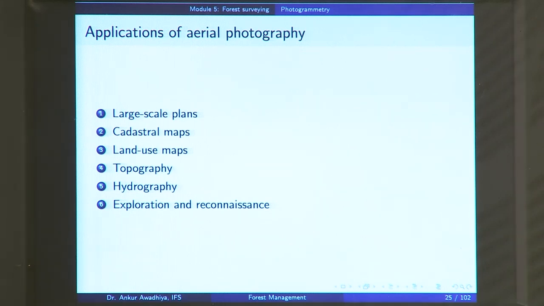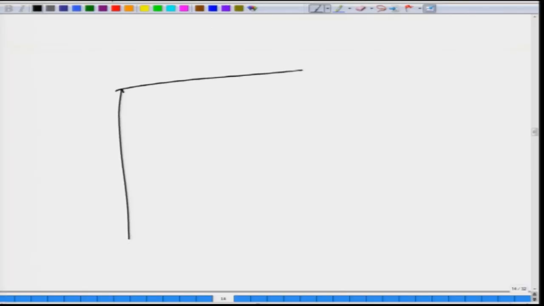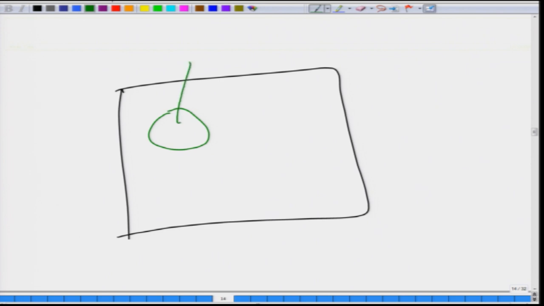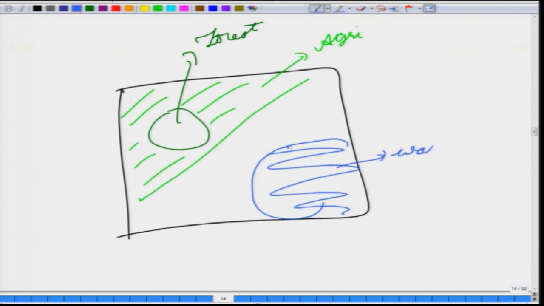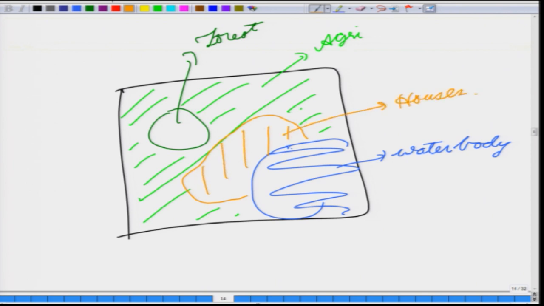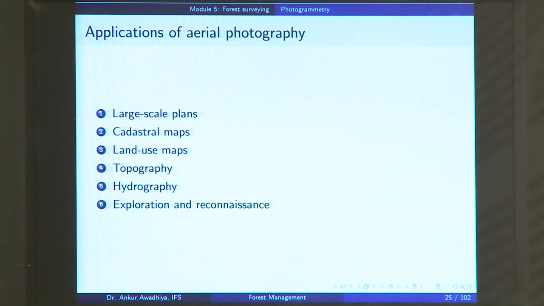A land use map is a map in which, say, you are constructing this map and you say that this area is a forest and this forest is surrounded by fields. So, this is an agricultural land use. Then you also have a water body here, and these areas are your agricultural fields, and say in this section you have houses. So, this is a land use map in which you are using a map to depict the different land uses on the ground. That is a land use map, and you can make it very easily using aerial photography.